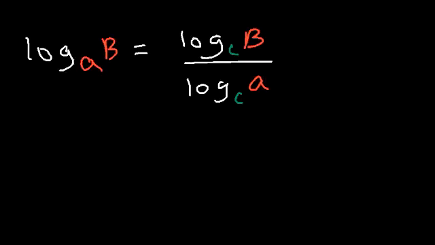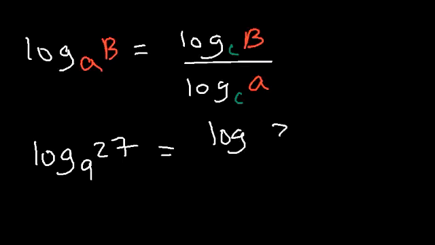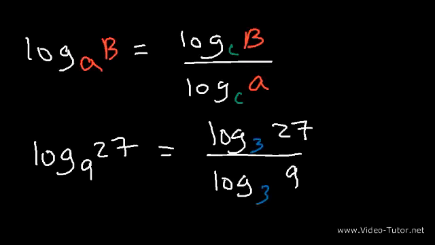So let's say, for example, if I wish to evaluate log base 9 of 27, I can write it as log 27 divided by log 9. Now, what base do I want to use? Do I want to use 2, 4, 8, 3, 7? Out of all the numbers to pick, what number should I use? Now, what number goes into 9 and 27? The best number is 3. 9 and 27 are both divisible by 3.